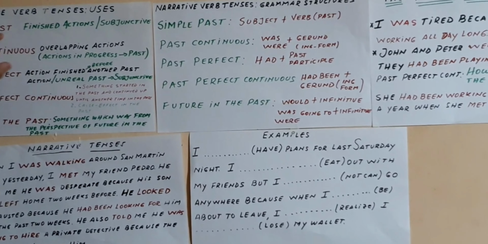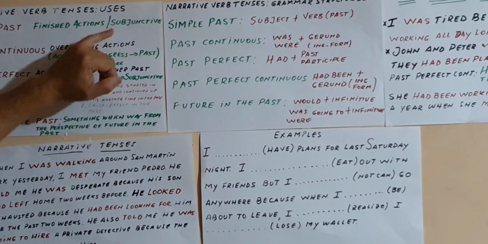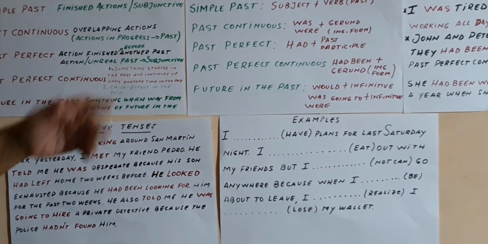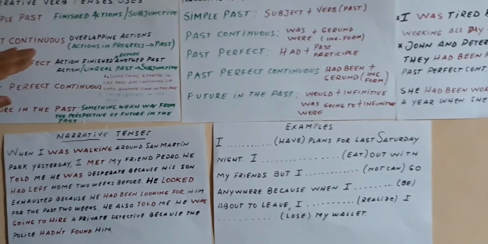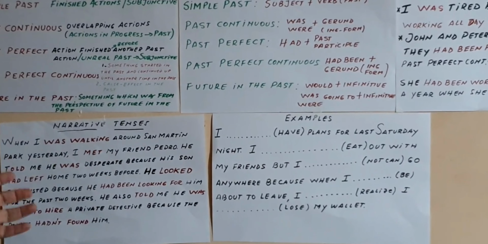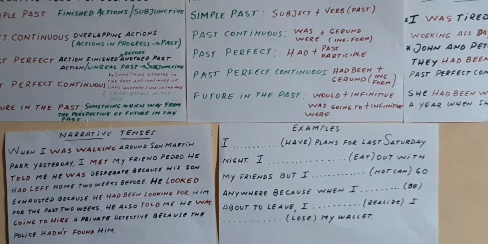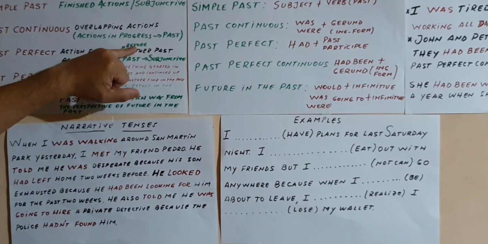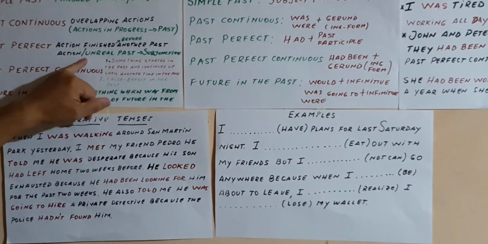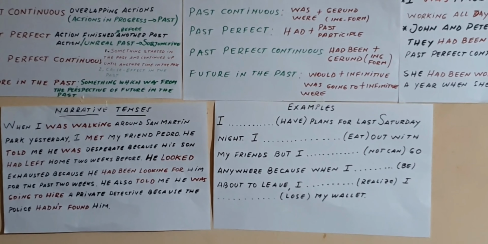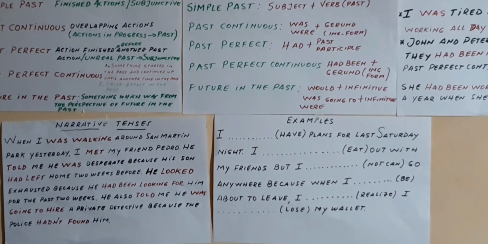The simple past, you remember, is used for finished action. Also, it is used as a subjunctive when we talk in the second case of conditional sentences. The past continuous is used for overlapping actions, that is to say, two actions in progress in the past, one in progress and the other, of course, interrupted by another one. Past perfect is an action finished before another action in the past, or it can also be used for unreal past, that is to say, subjunctive in the third type of conditional sentence.